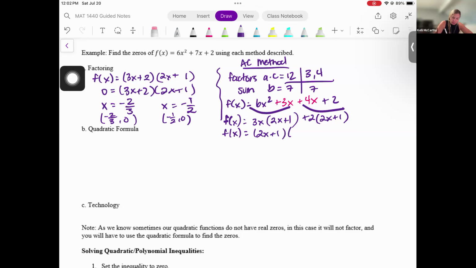And if we factor that out, we're left with 3x plus 2. So we see that we ended up with the same factored form as we did with trial and error. The AC method, again, just doesn't require quite as much trial and error. And it's a little bit easier to process since we're only looking for factors of one number that sum to another.